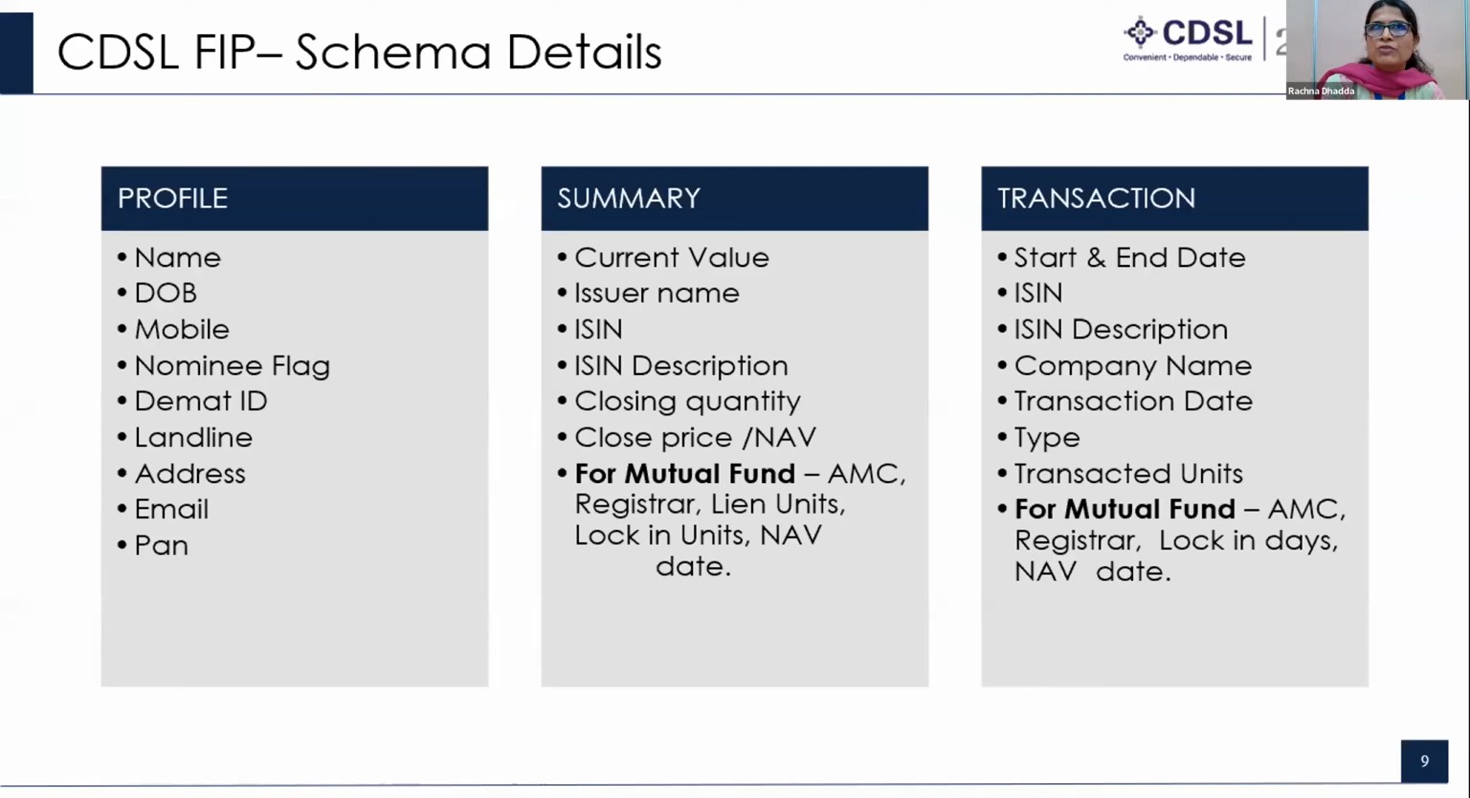For mutual fund, there are additional fields like AMC, registrar, lien units, lock-in units, and NAV date. So mostly the schema is the same for all FI types. Only mutual fund has some extra fields, which we have highlighted here. In terms of transaction, the start date and end date are the dates for which the FIU sends a request for the period. Then ISIN description, company name, transaction type, which is nothing but a buy and sell indicator, and transacted units. Here also for mutual fund, there are additional fields like AMC, registrar, lock-in unit, and NAV date.